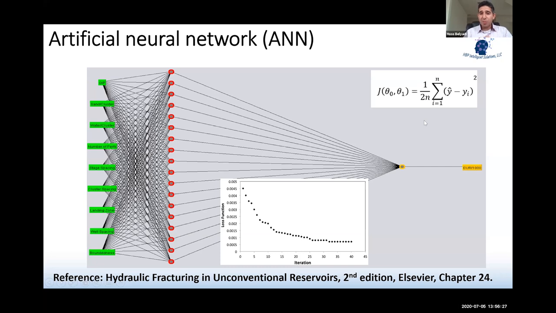So the objective, if somebody asks you, in using the ANN function or ANN model or algorithm, is to minimize a cost function, and that cost function is defined as the difference between actual values minus predicted values, okay? Actual values minus predicted values.